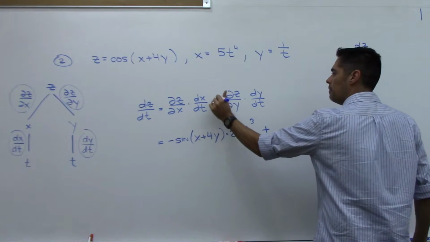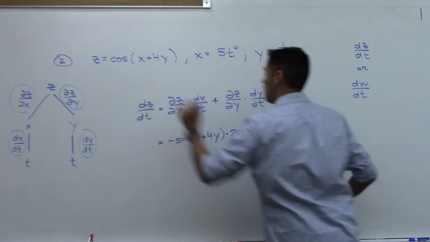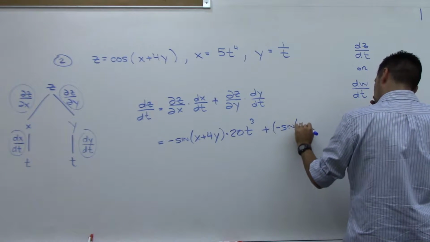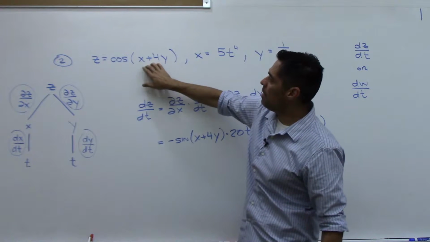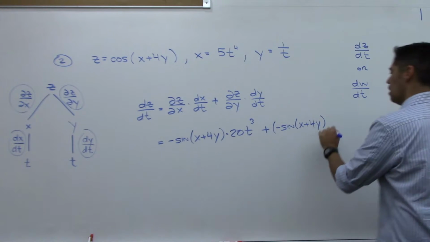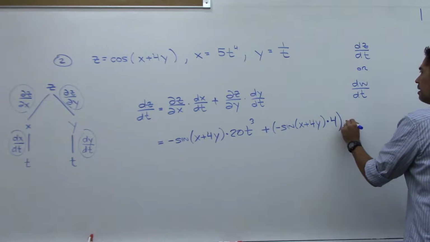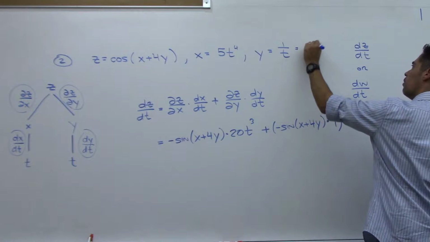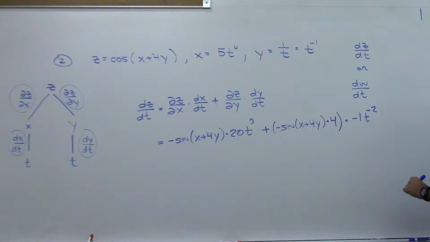Plus, so we're here right now. Partial z with respect to y, so I'll go back over here, take derivative of this with respect to y. We get, again, negative sine of x plus 4y times the derivative of what's inside of this with respect to y, so we get 0 plus 4, so times 4. Okay, that's the first part, times dy/dt, so derivative of this, remember this is t to the negative 1, so that'll be negative 1 t to the negative 2 is the derivative, and I think that's pretty much it.